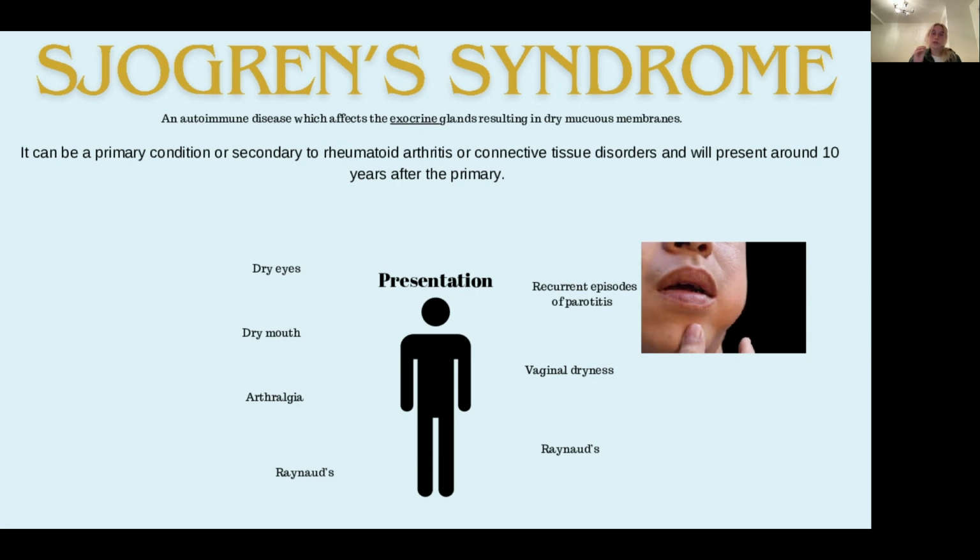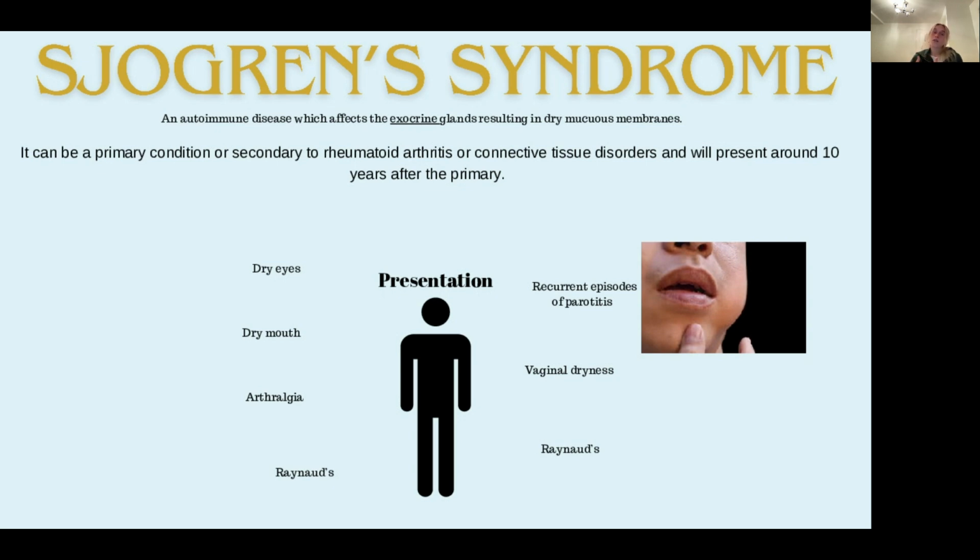If you've got it secondary to rheumatoid arthritis, it might present up to 10 years after your rheumatoid arthritis. So it's just something to be aware of. If a patient with rheumatoid arthritis then comes in with dry eyes, dry mouth, it could be Sjögren's secondary to their RA. So presentation-wise, you get dry eyes, dry mouth, you get vaginal dryness.